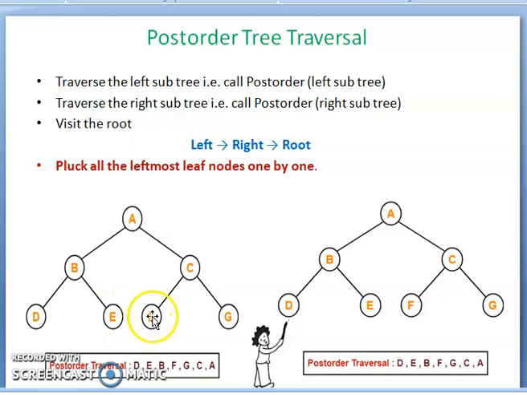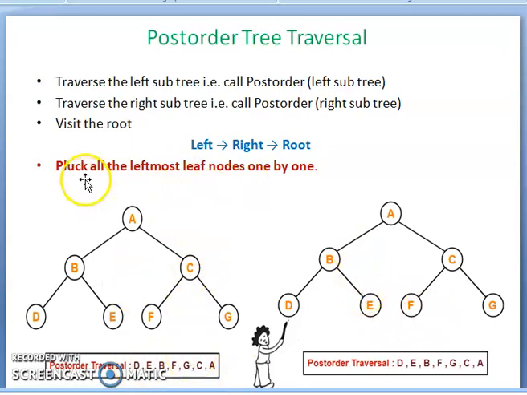After E, B, and after that F. Once F is over, then for C, the left is over, then the right, G. After that G, F, G. Left is over, right is over, then only you visit C. And then for A, left is over, right is over, then visit A. So that is over. This is the post order.